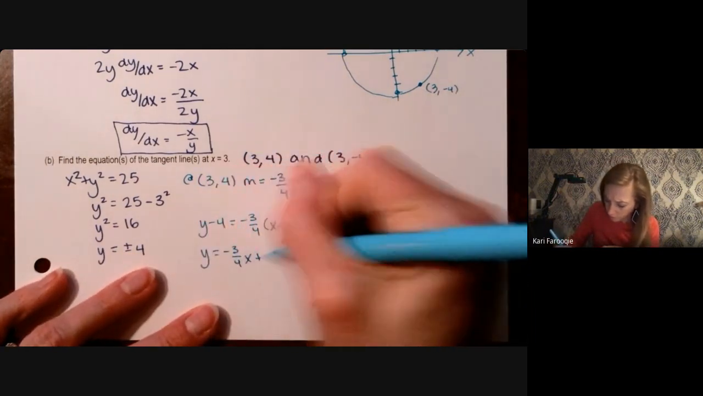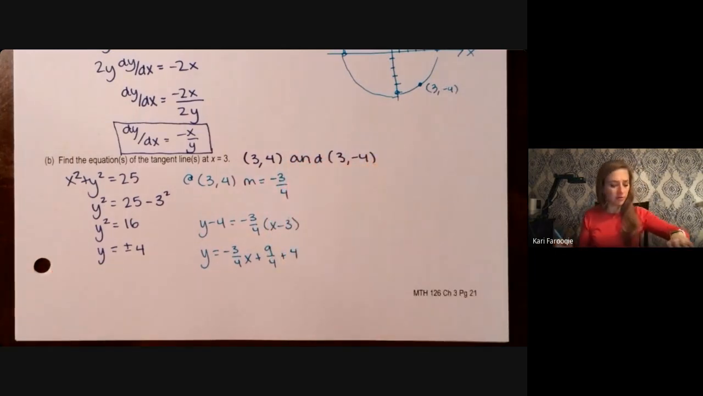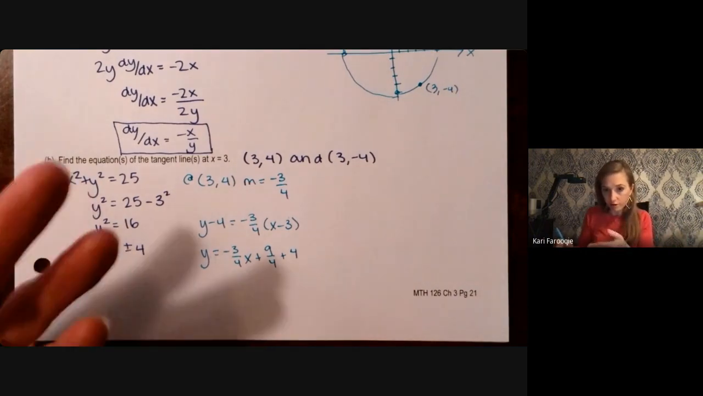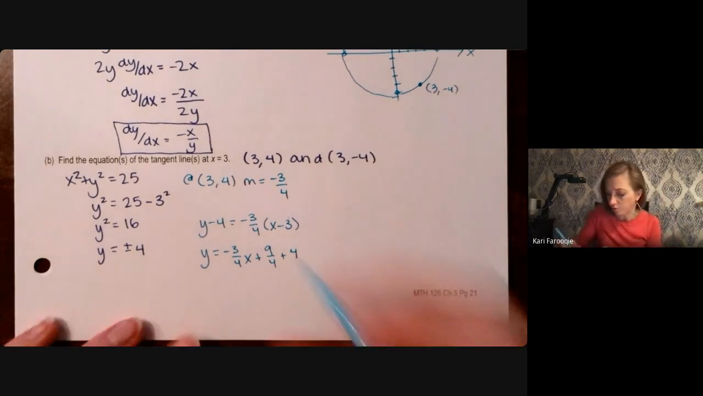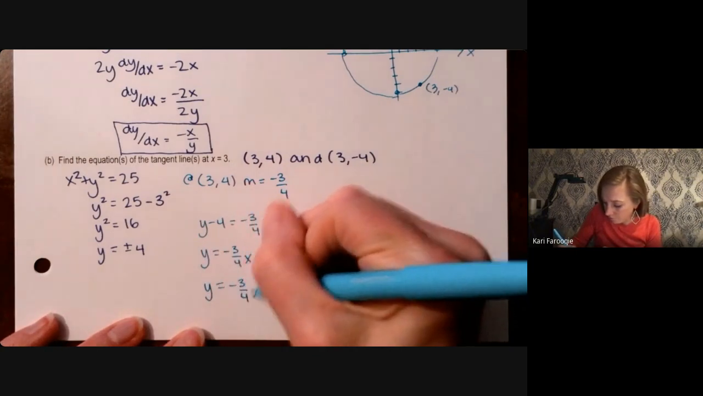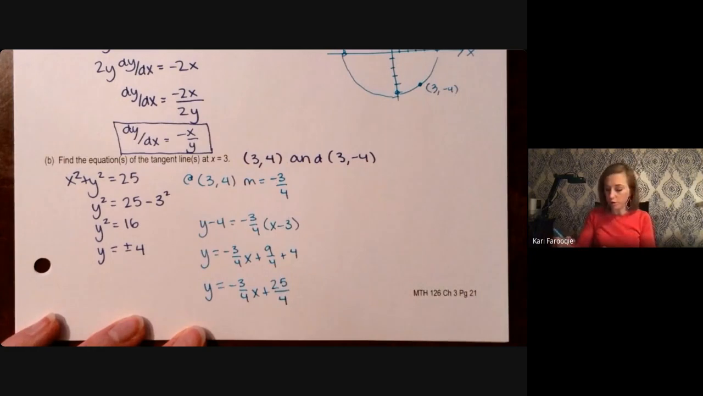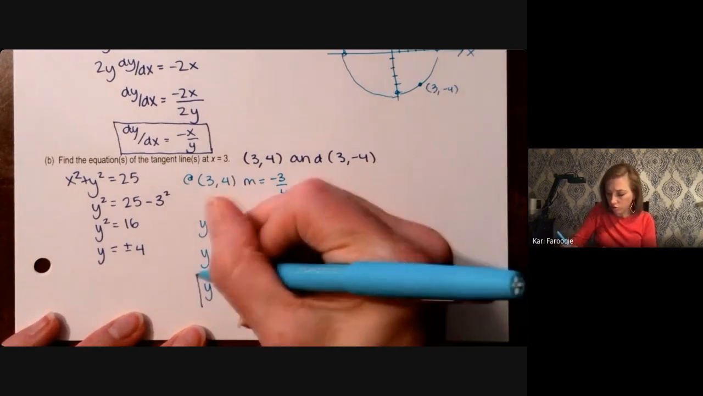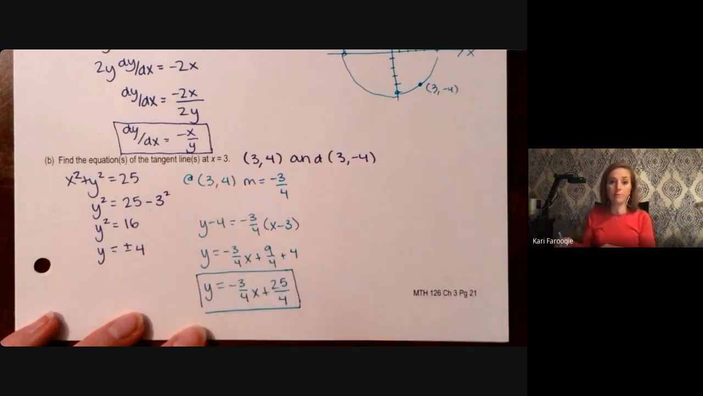-3/4 x plus 9/4 plus 4, and then you'll simplify. 9/4 plus 4, you can do this in your calculator. Remember, math, enter will give you a fractional value here, but 4 is just 16/4 plus 9 is 25/4. So there's one of your equations, and that's for the tangent line at 3, 4.